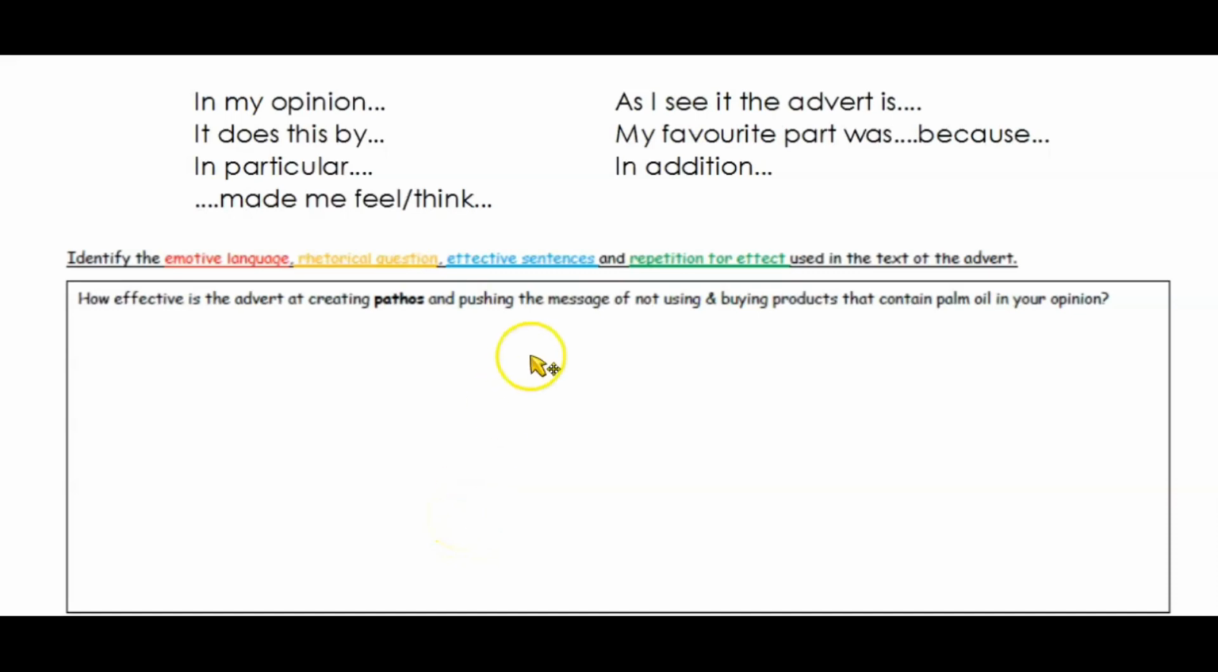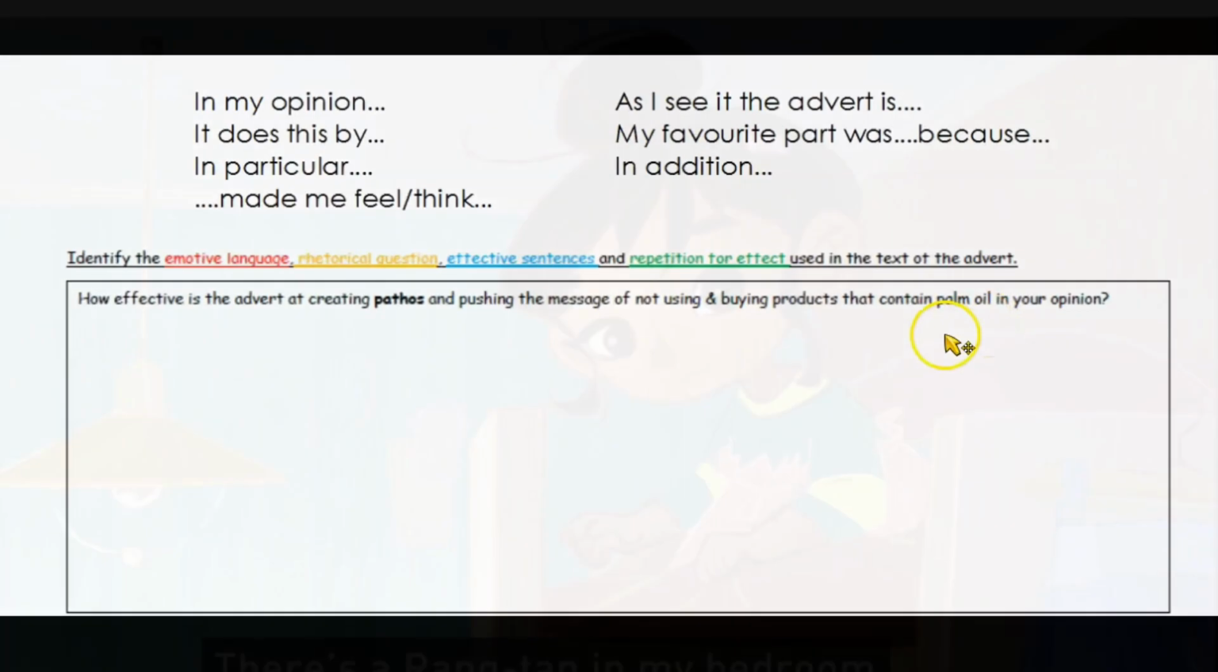What we're looking for is an evaluative paragraph today to back up your points of whether you think this advert has created pathos effectively to push that message, that environmental message of not using and buying products that contain palm oil, in your opinion. So good luck for that task today, everybody, and I will see you tomorrow.